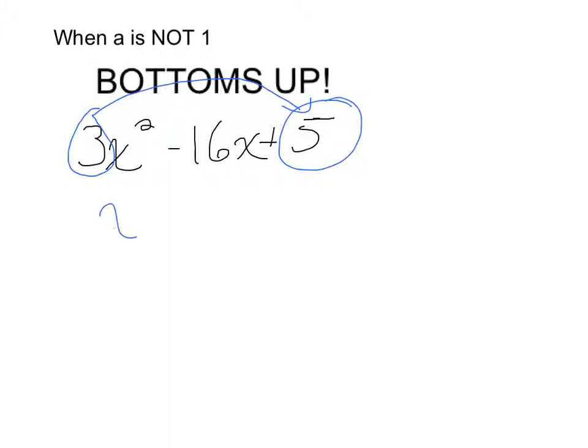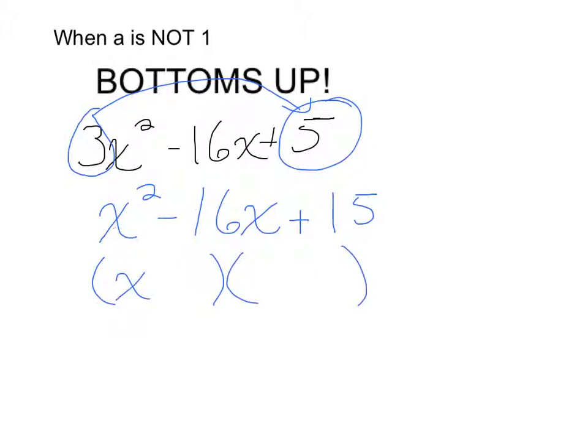So we're going to leave the x squared as just x squared, getting rid of that 3, minus 16x, we leave that middle term the same, and now we add a times c, 3 times 5, which would be 15. Now we're going to factor this the same way we've been doing. We need an x and an x. This is a positive sign, so they're both the same. This is minus, so they're both going to be negative. And I need factors of 15 that add up to 16, which would be 15 and 1.